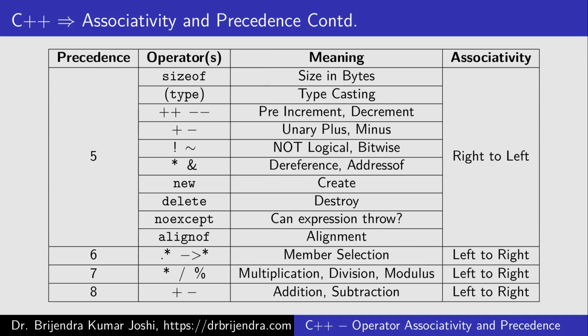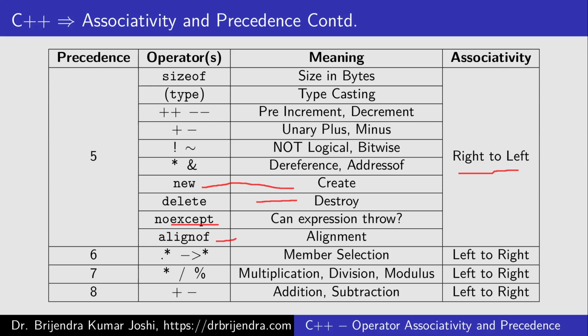Pre-increment, decrement operators, unary plus, minus, all of them are right to left. This is the new operator. To create a new block of memory, we use new, and then the delete operator to destroy the newly created block of memory. Then the throw expression, so no associativity. Alignof, we'll study them separately.